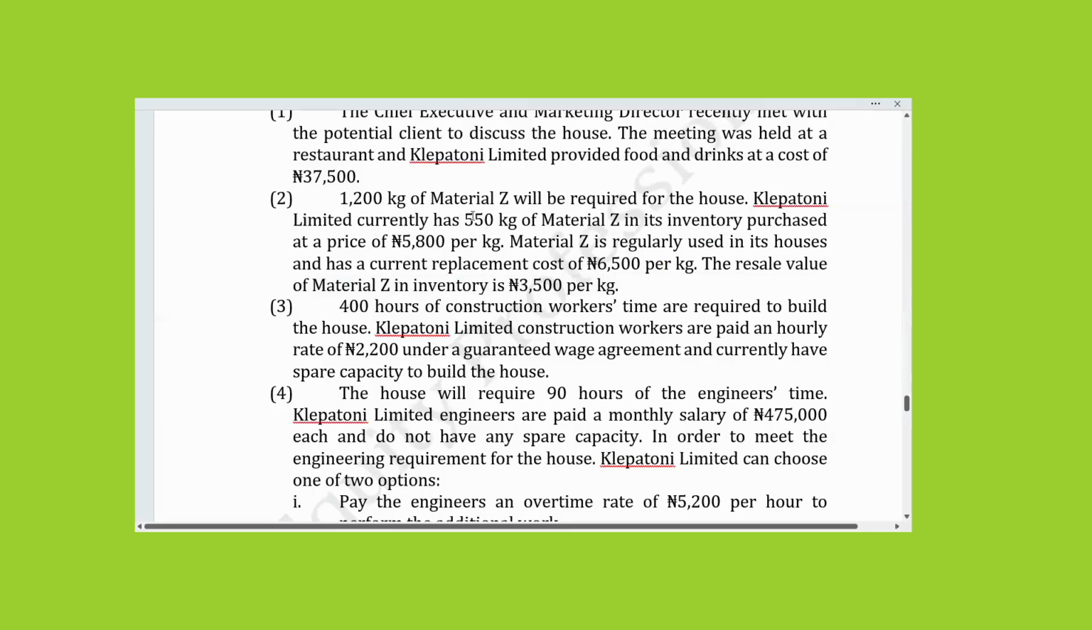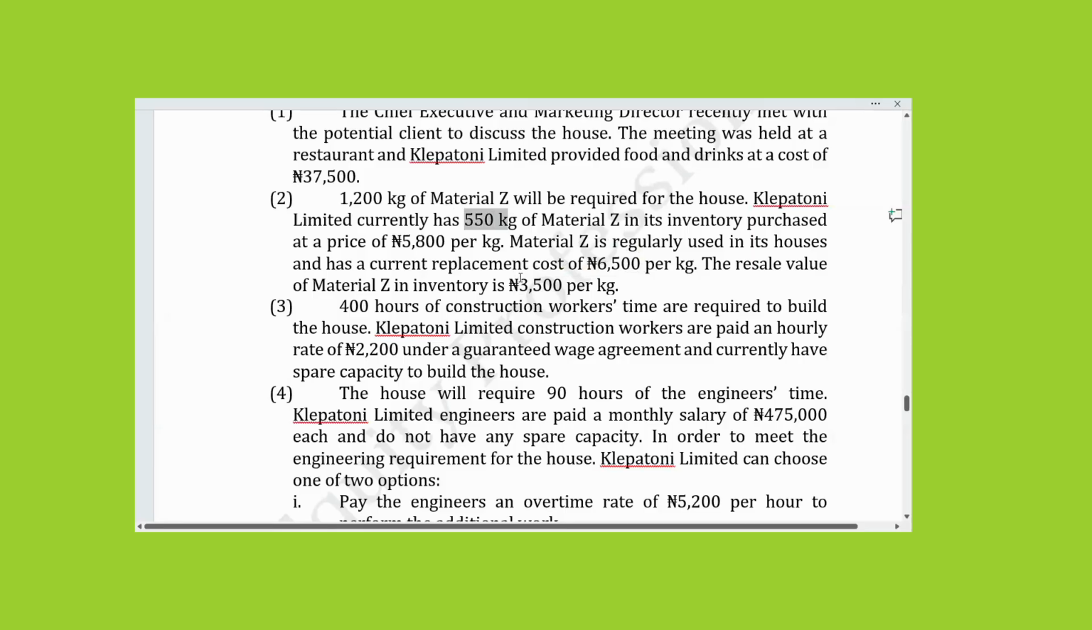So it is only when you are told that this 550 kilogram will be sold or will be disposed of that you are going to recognize a saving as disposal value. So as far as this question is concerned, this 3,500 naira is irrelevant. Just ignore it. It's not a saving because you are not told that the 550 kilogram of material Z in inventory will be disposed of.